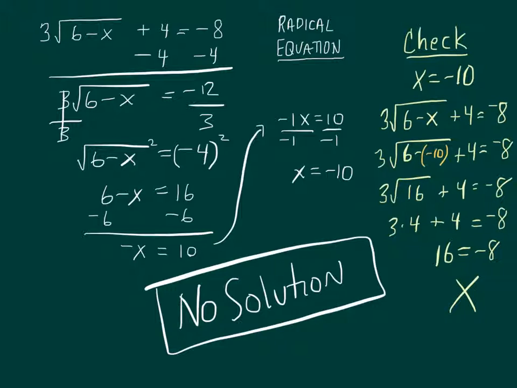Now, just going back a little ways here, once we got down to this step right here, where we had a radical equaling a negative number, you could have just stopped at that point, knowing that when we take the square root of a number, we're always going to get a 0 or positive number, and since it was set equal to a negative number, we could just jump down to the no solution at that point.